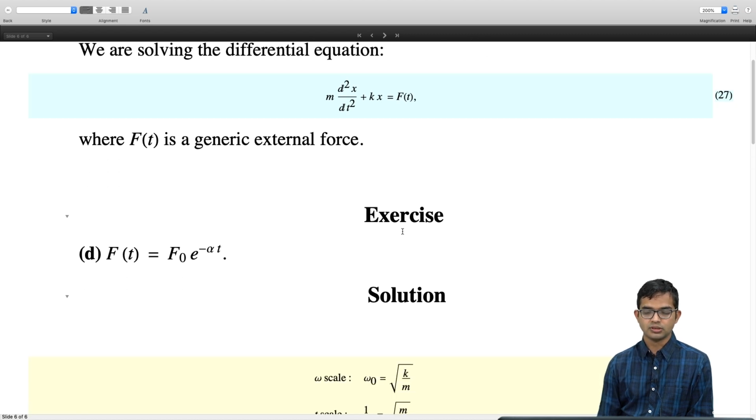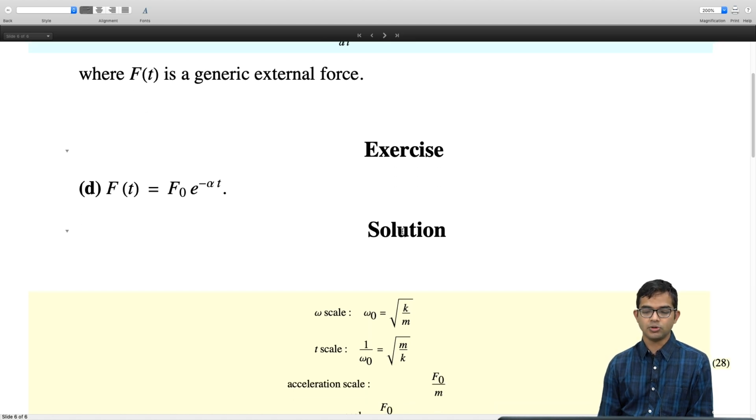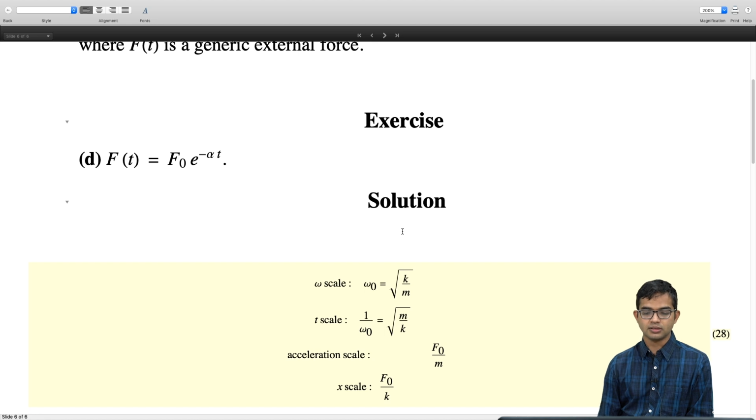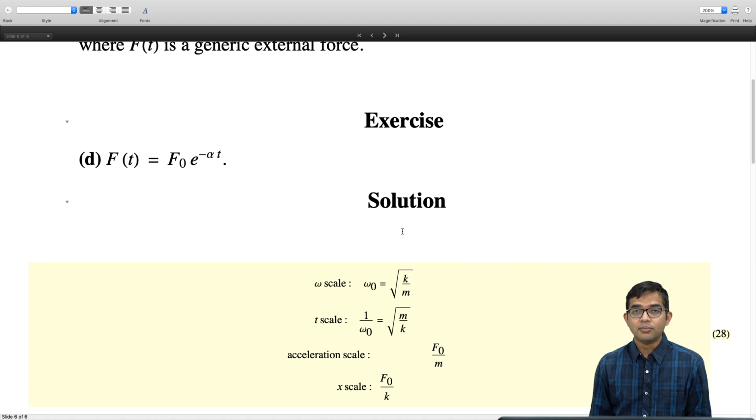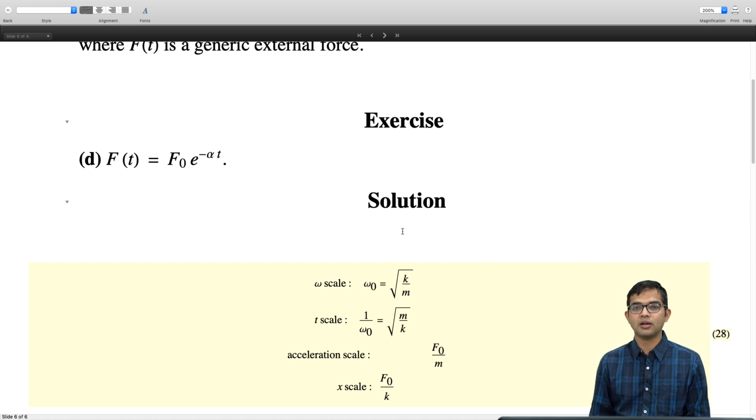So my solution starts simple: omega naught equal to square root of k by m. The time scale, I will take it to be 1 over omega naught. Now the acceleration scale is f naught by m, and the x scale is just f naught by k, right? So this is a very simple scheme I have chosen. So what could have changed? What could have changed is we could have taken a different time scale for this problem. So alpha brings in an alternate time scale.